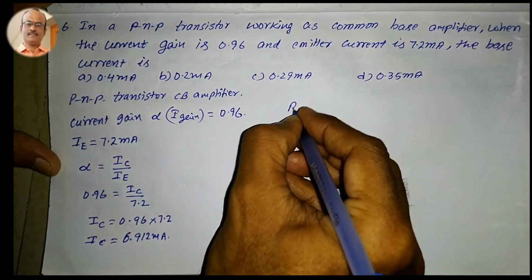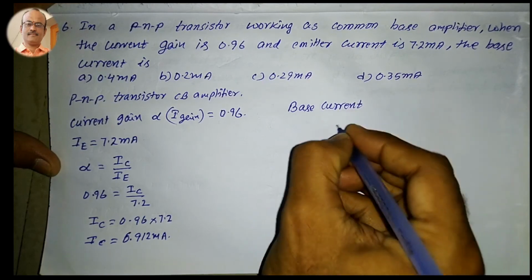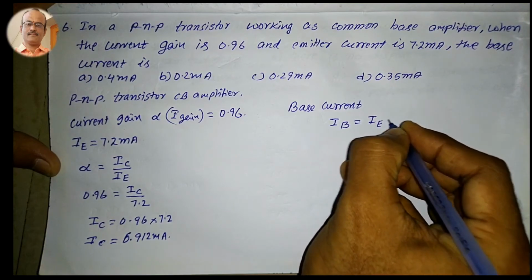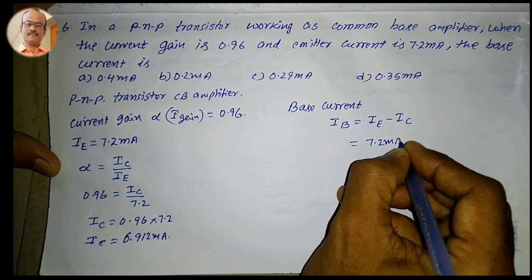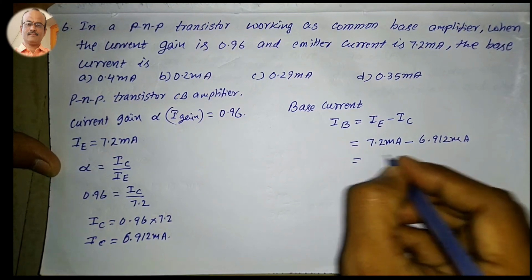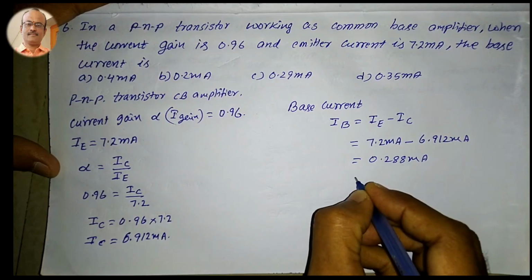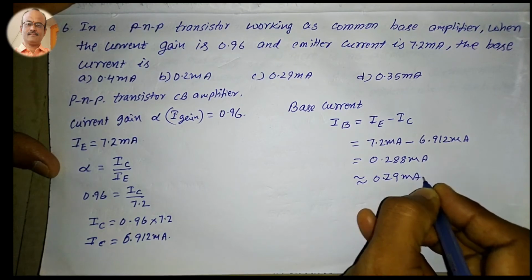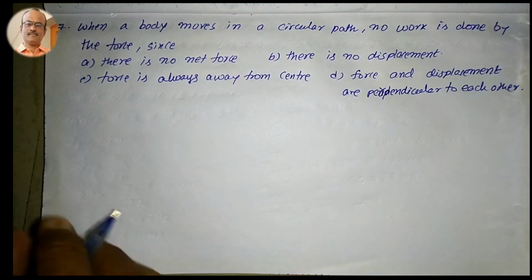But here which one we want to calculate? Base current. So that means here base current I base is equal to I emitter minus I collector. So emitter is how much here? 7.2 milliamperes minus 6.912 milliamperes. On subtraction of this one, we are getting 0.288 milliamperes or nearly 0.29 milliamperes. So which option is correct here? Option C is correct.